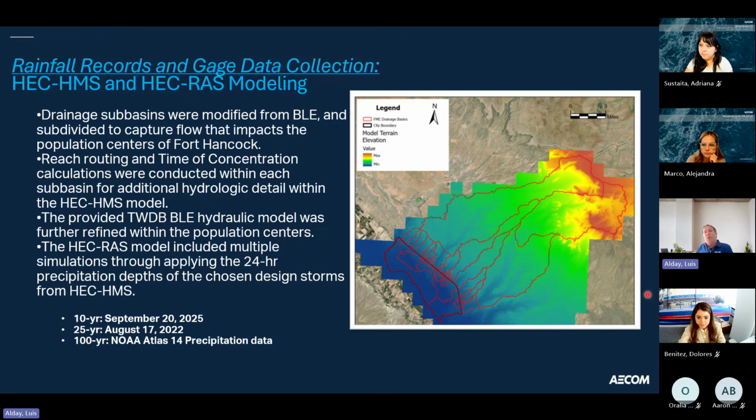And they ran this for the 25- and the 100-year event. The 25-year event is the one that we have records that we would like to discuss with you. And the 100-year event is because when we determine future projects for Fort Hancock, the TWDB criteria is to develop solutions for the 100-year event. That's why we did that round.